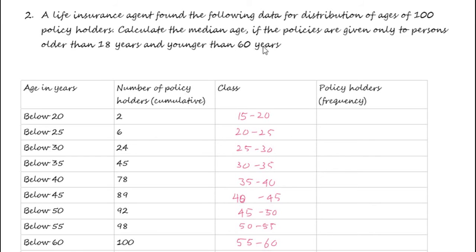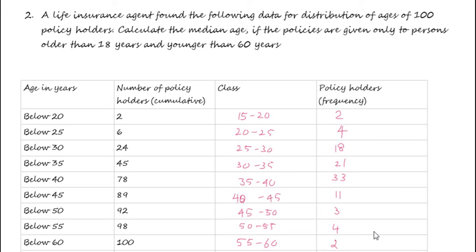Now we need to find out the frequency. Here this is the cumulative frequency. So first one will be as it is. The second one will be 6 minus 2, that is 4. 24 minus 6, that is 18. 45 minus 24, that is 21. 78 minus 45, 33. 89 minus 78, 11. 92 minus 89, that is 3. 98 minus 92, that is 4. 100 minus 98, that is 2. So these are the frequencies.